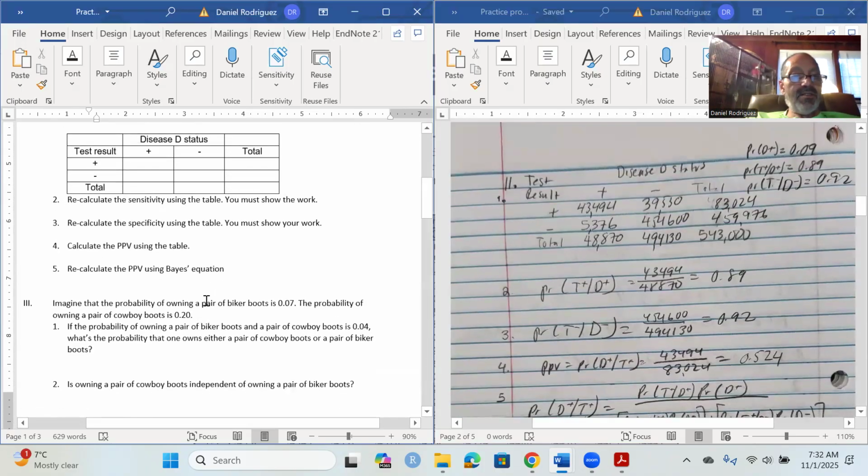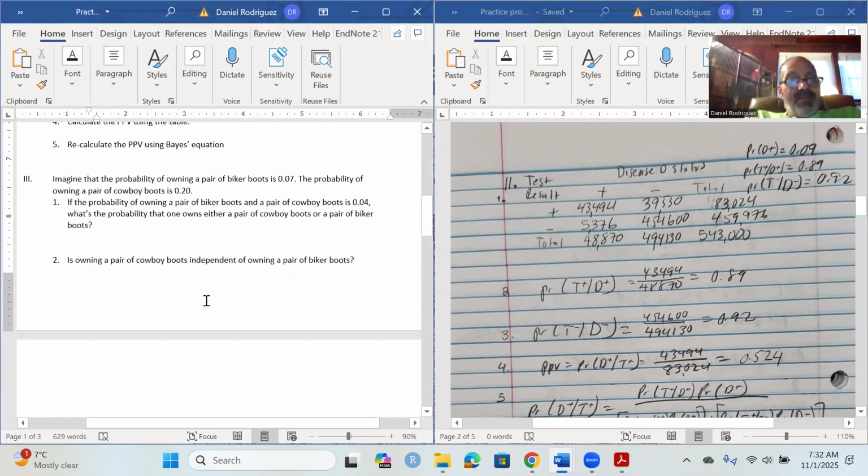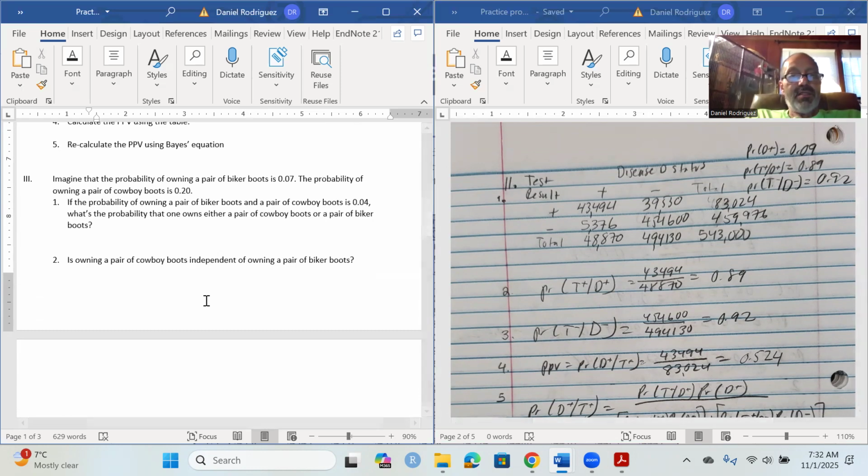All right, let's move on to the third one. Imagine the probability of owning a pair of biker boots, I have some of those, I forget, we call them engineering boots, is 0.07. The probability of owning a pair of cowboy boots is 0.20. If the probability of owning both a pair of biker boots and a pair of cowboy boots is 0.04, what's the probability that one owns either of the two, right?